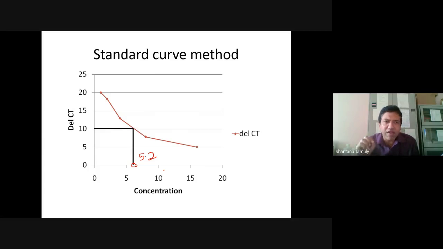Then the second thing is, what is the reliability of this value? How much can I say that my test solution concentration is 5.2? What is the level of reliability? If you ask me these questions, I do not have any answer. So that is why the better method than the standard curve is the linear regression method.